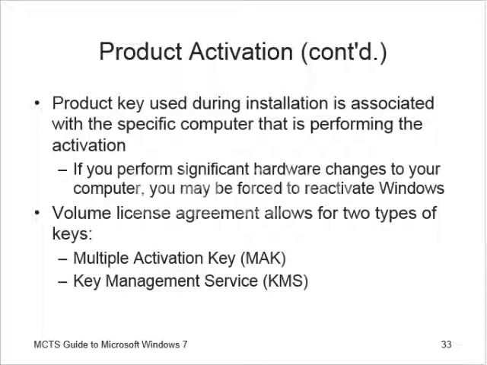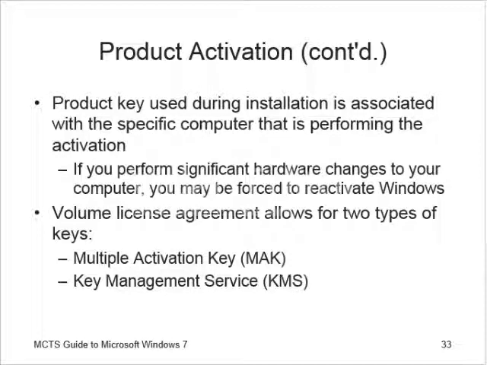Microsoft allows two automatic product activations before requiring a user to phone the activation center. This is usually really good because when you make significant hardware changes to your computer, you may be forced to reactivate Windows 7. Or also, if you're buying a new computer, you need to install your new Windows 7 and reactivate again.